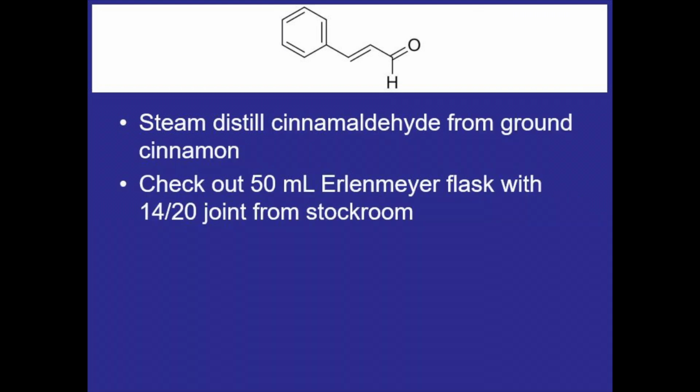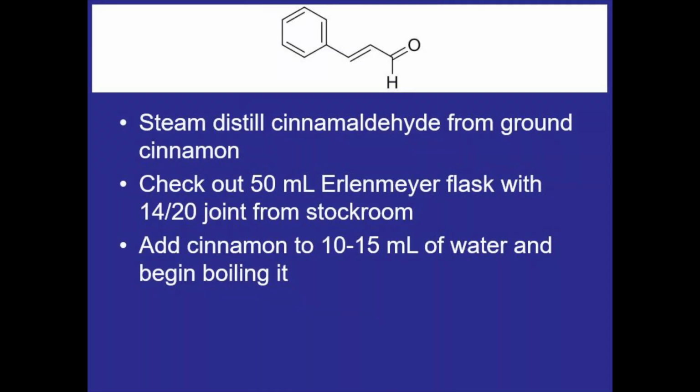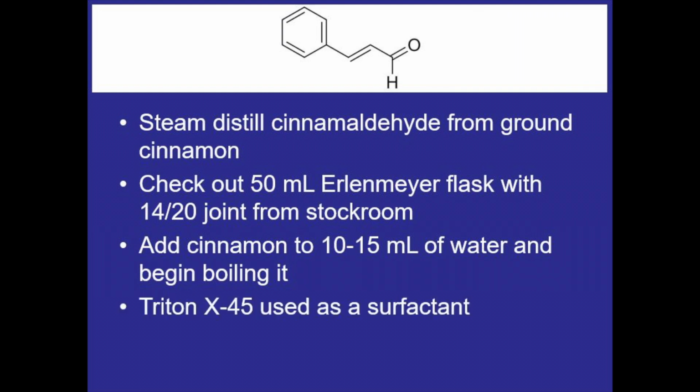In our experiment, we will be checking out a 50 milliliter Erlenmeyer flask with a specific joint that can attach to the Hickman still, and you can just grab that from the stockroom. Then we'll add the ground cinnamon to about 10 to 15 milliliters of water and begin boiling it. We'll also be using Triton X45 as a surfactant since it lowers the surface tension, helping the water boil not as violently so that we don't get cinnamon up into the Hickman still as well.